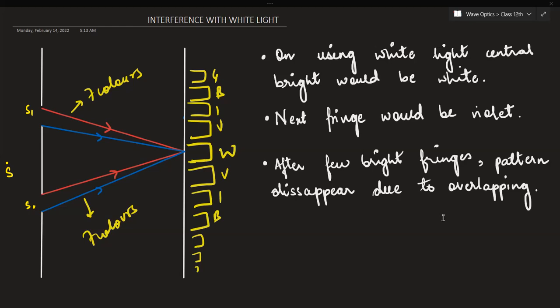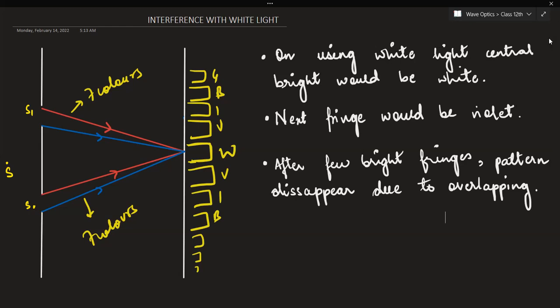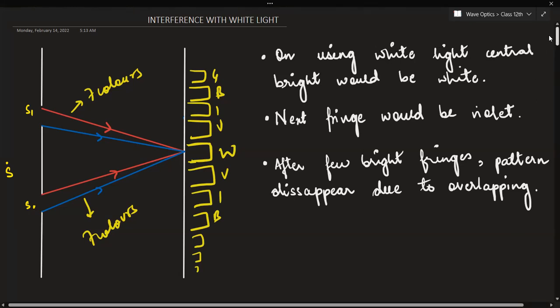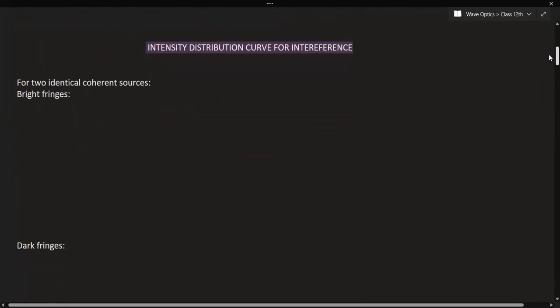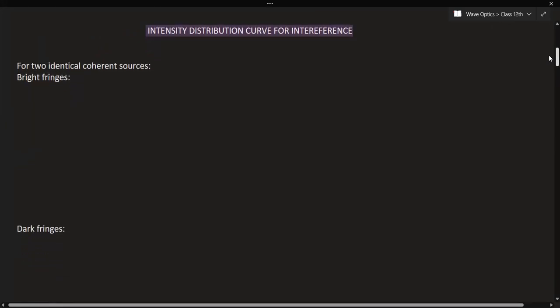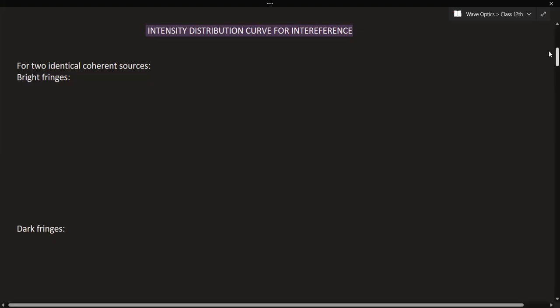All right, class. Now, the intensity distribution curve is very important, class, whether you have diffraction or interference. Now see, for identical coherent sources, okay, I'll wait for 2 more minutes.